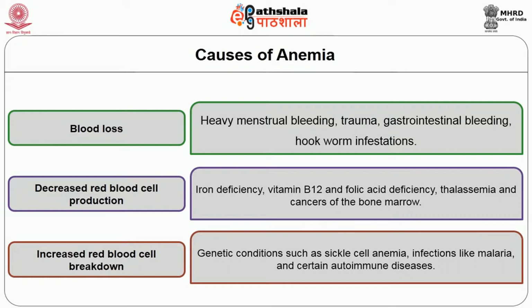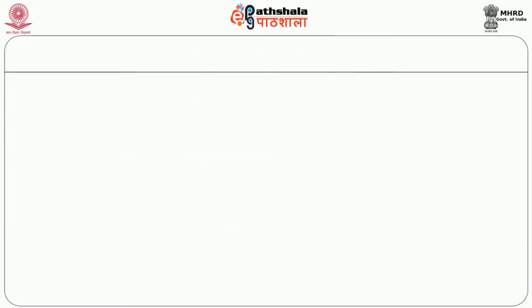So in this picture you can see the causes of anemia: excessive bleeding, menstrual bleeding, iron deficiency, vitamin B12 deficiency, cancer, chronic diseases, genetic diseases, or any abnormality in the spleen. The spleen is the storehouse of blood. Any abnormality in it leads to anemia.